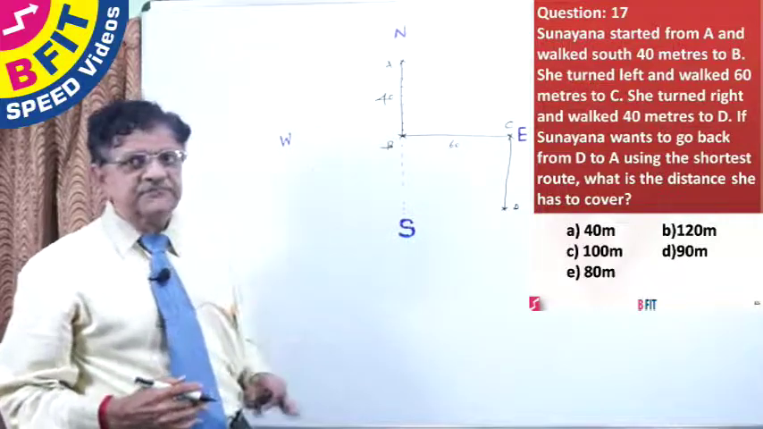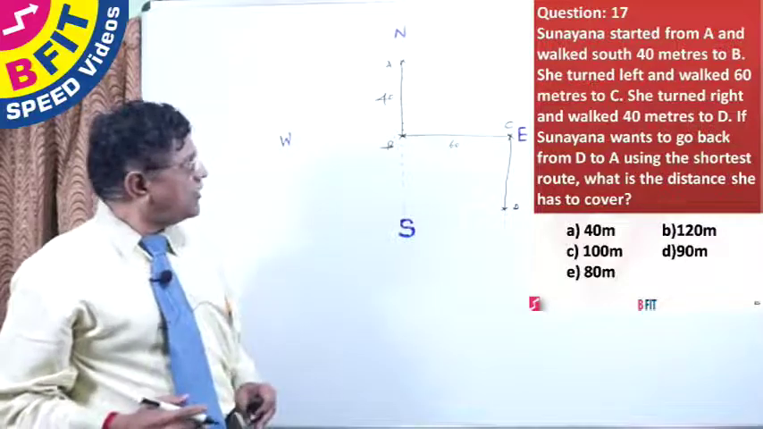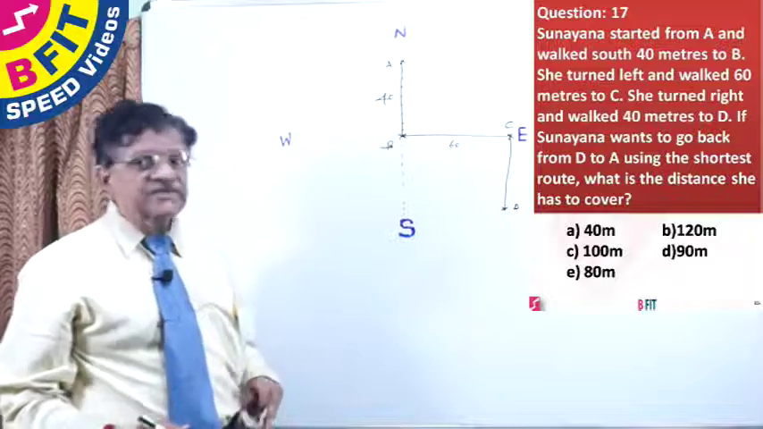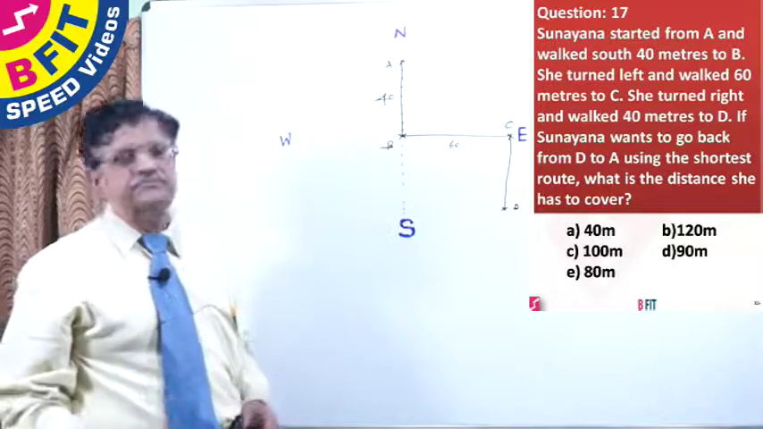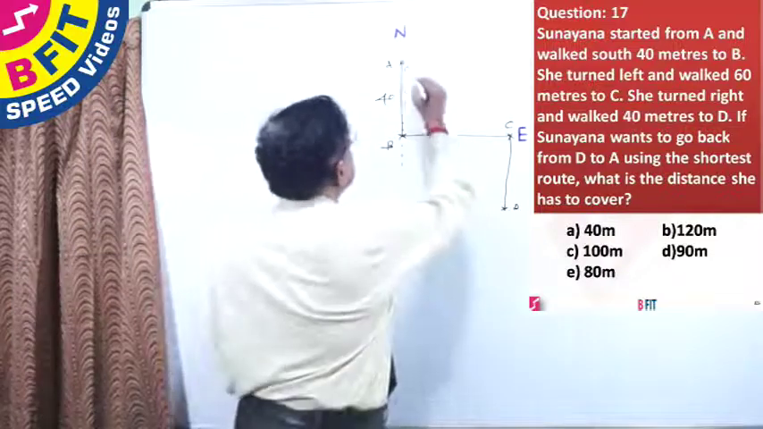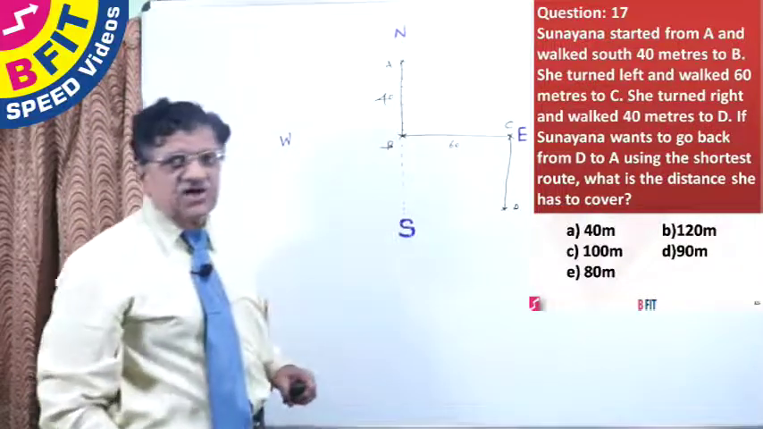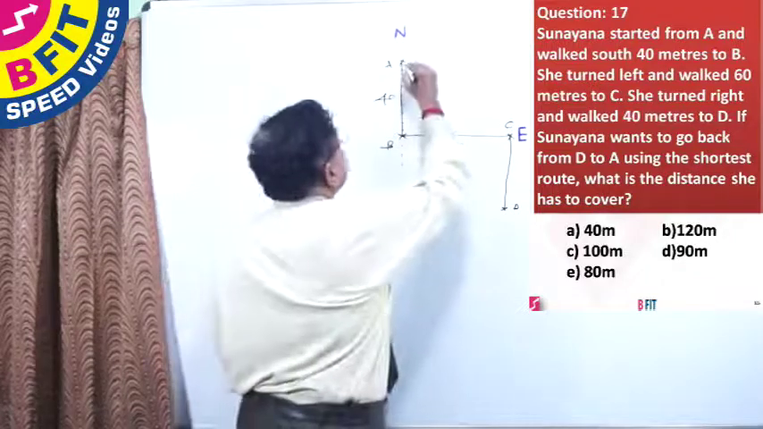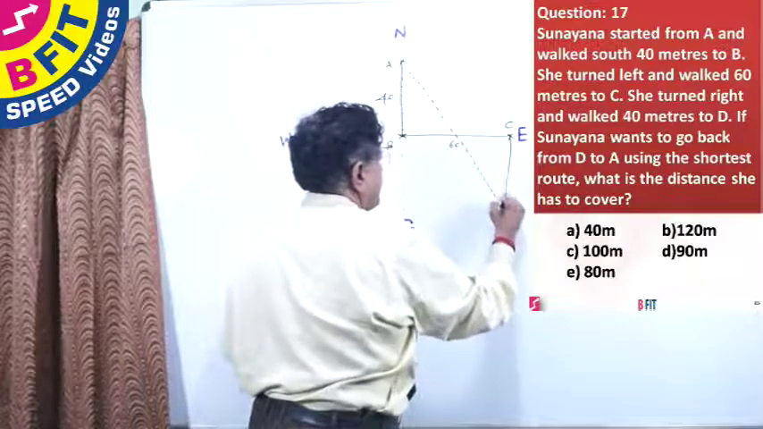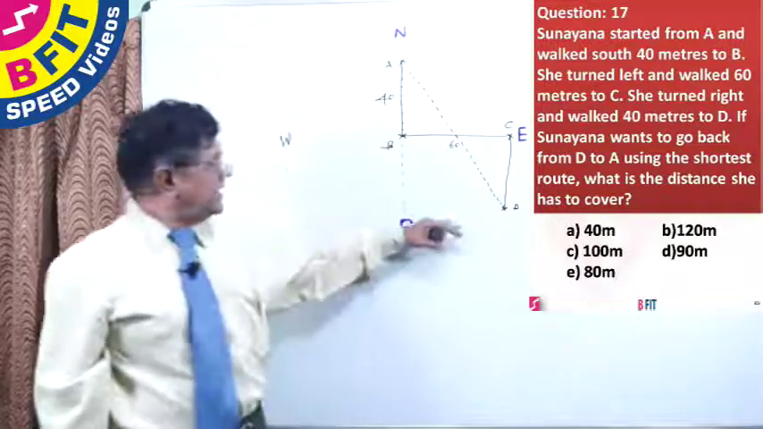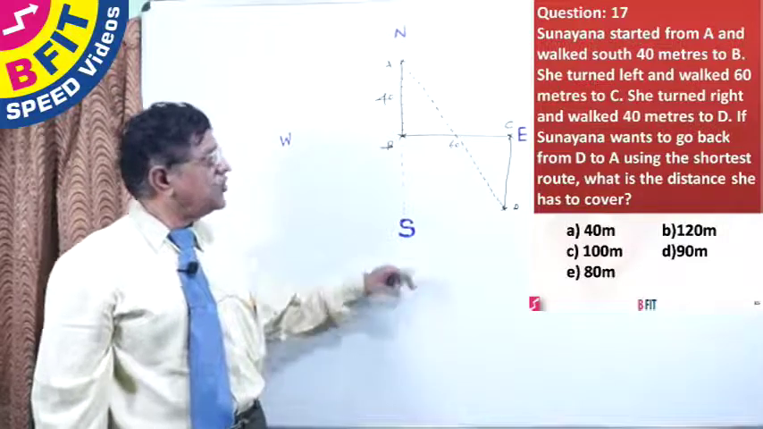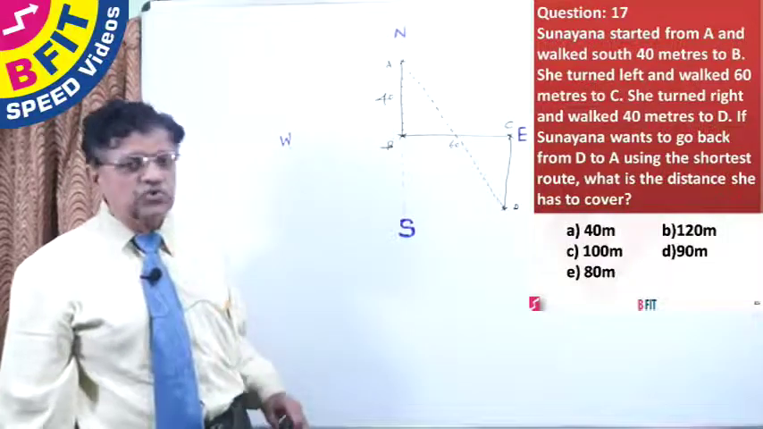And there she stops. Now Sunayana wants to go back from D to A using the shortest route. D to A, which is the shortest route? I told you, a straight line is the shortest route. Now, D to A, this is the shortest route, and Sunayana has to go from D to A through this route.